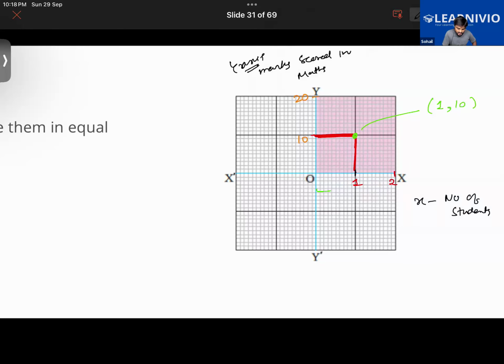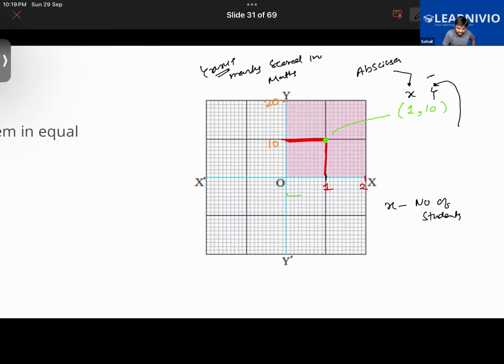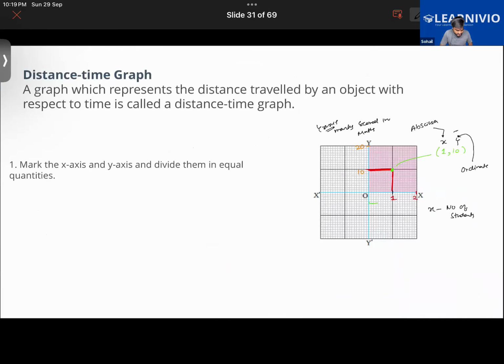Yes, sir. This is x and this is y. The x is basically called the abscissa. In mathematics, we'll be learning about this in detail. I think this much is usually taught in mathematics: abscissa and ordinate. Got this one. That is abscissa and that is ordinate. Anyways, these were the basics which I thought you should be aware of.